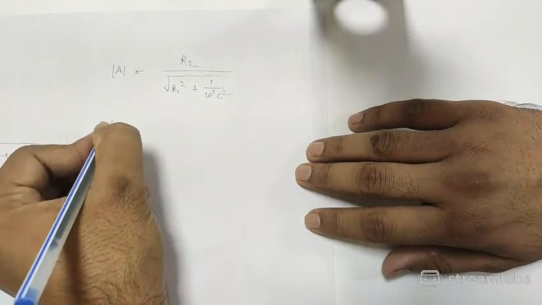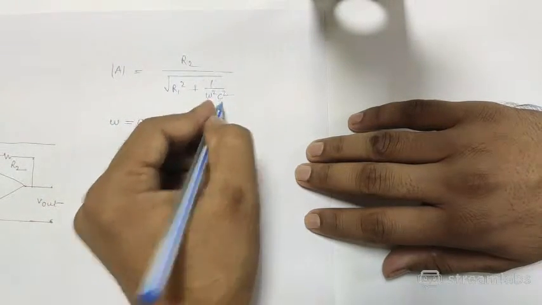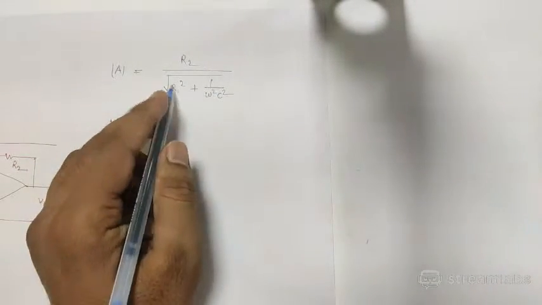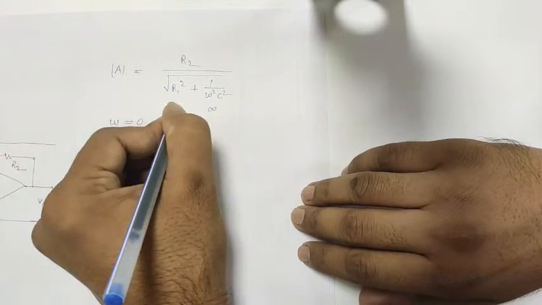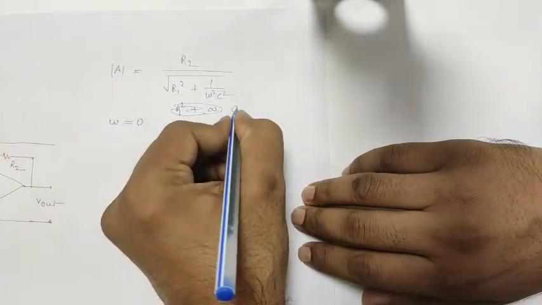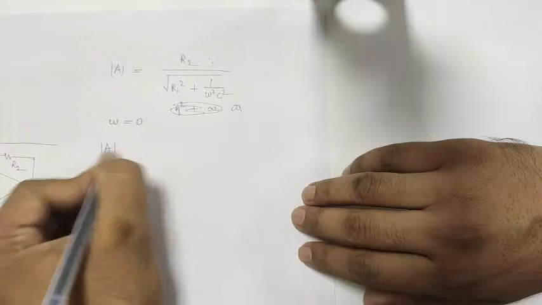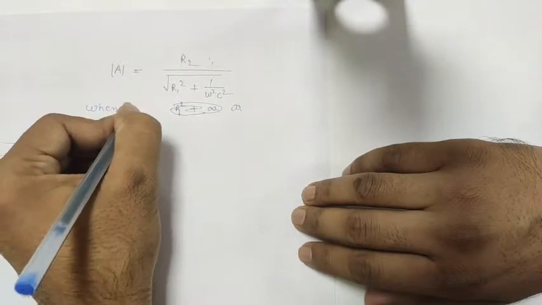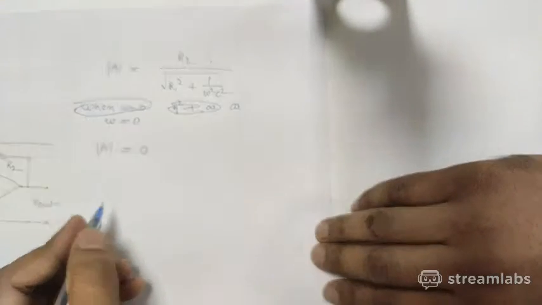So when omega equal to 0, then this will be 1 upon 0, this is infinite. So this is R1 square plus infinite. If you add something to infinite, this will be infinite, and R2 upon infinite is 0. So mod of A will be equal to 0 when omega equal to 0.